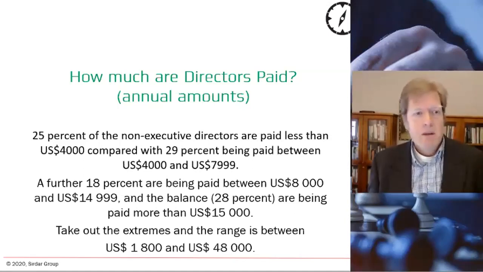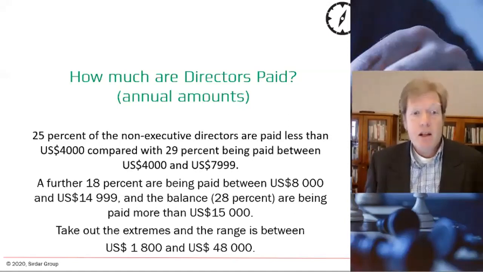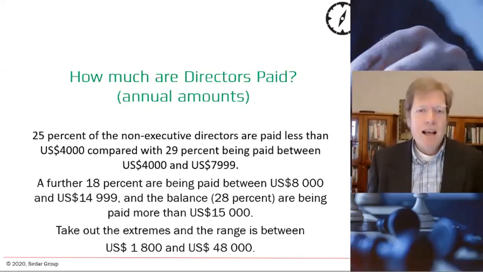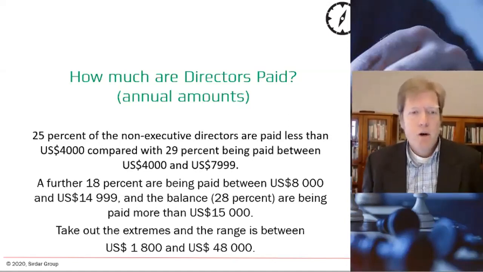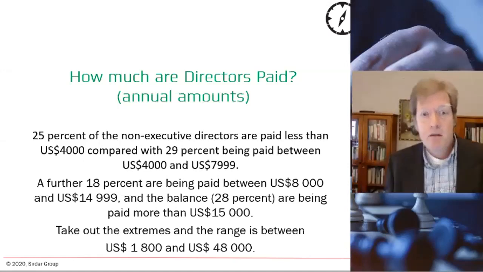We see 25% are paid less than $4,000. So a quarter below $4,000, then between $4,000 and $8,000, we see 20%, about a third of directors are paid between those amounts. Another 20% between $8,000 and $15,000. So these are the kind of slices we're starting to see emerge, and those are significant enough slices. And then 28% paid more than $15,000.